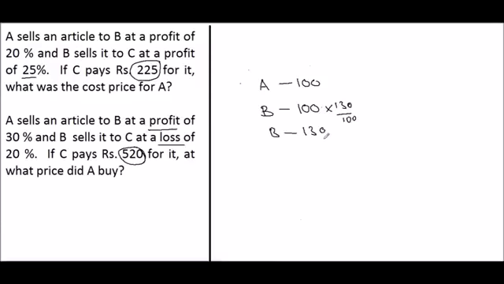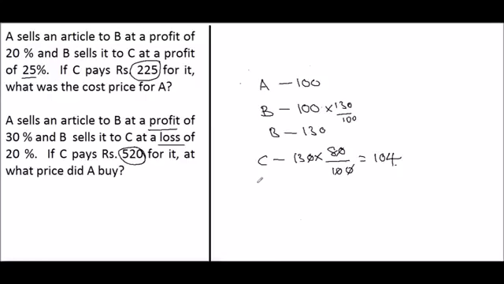Then B sold that one to C at a loss of 20%. So B should sell that one to C at a price. The price will become selling price for B and cost price for C. C paid 130 into 80 by 100, since B incurred a loss of 20%. Remember. Alright. Now you will get 104. C's cost price is 104. Of course, B's selling price is also 104.